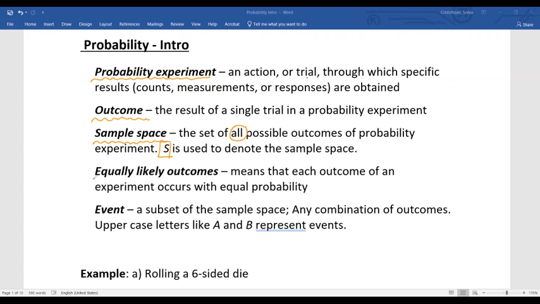You will hear quite a lot this expression, equally likely outcomes. So what does that mean? That means that each outcome of an experiment occurs with equal probability. And another term that will be used quite a lot is event. An event is a subset of the sample space. Any combination of outcomes. Uppercase letters like A and B represent events.